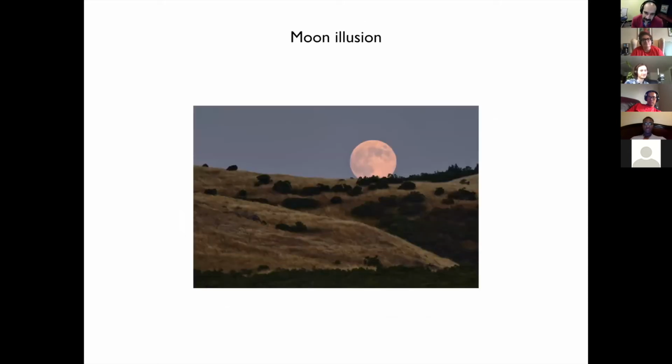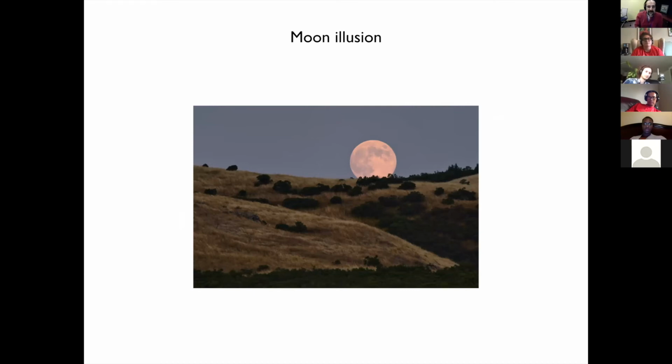Moon illusion is an example of that. You have seen, all of you have seen, I'm sure, this amazing, beautiful rising full moon in the horizon. It's huge, it's big. When it goes up in the sky, it becomes small.